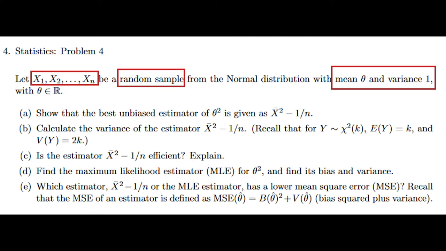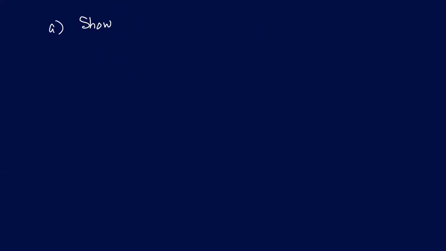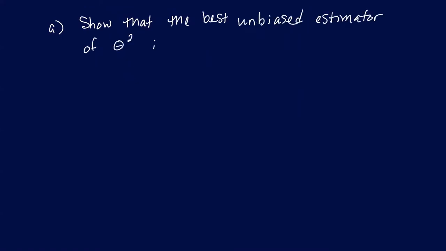Now in part A, we are asked to find the best unbiased estimator of theta squared. Actually, we're given the best unbiased estimator. So we want to show that the best unbiased estimator of theta squared is equal to x bar squared minus 1 over n.